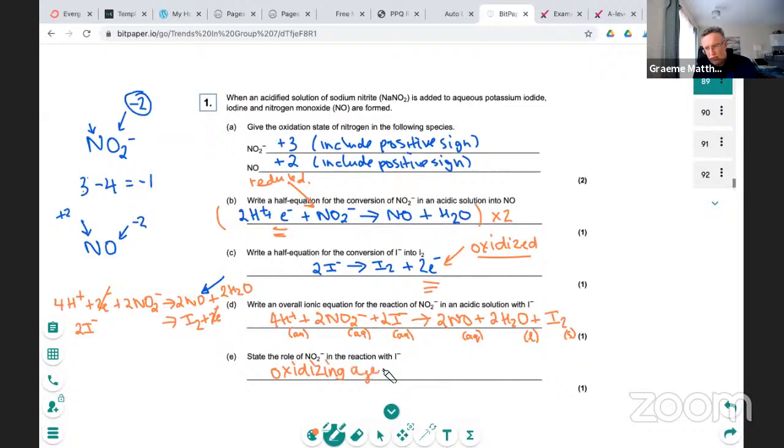Oxidizing agent, as in, it causes something else to be oxidized, right? Now, they do enjoy putting this type of question onto the exam just to mess with your mind, you know, oxidizing, reducing. Just keep it straight: one's oxidized, one's reduced, one's the oxidizing agent, one is the reducing agent.